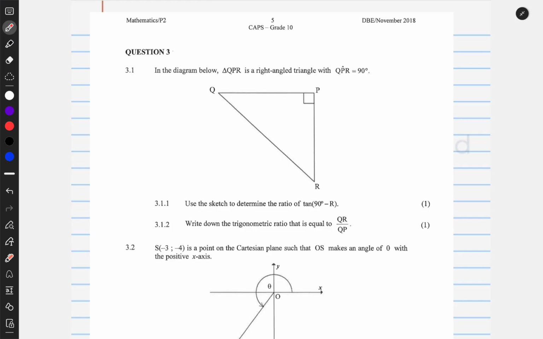In question 3.1, in the diagram below, triangle QPR is a right angle triangle. So right from the word go, once you are told that you are dealing with a right angle triangle, a few things should pop into your mind: that we can use trig ratios. You should be thinking about trig ratios, and I'm pretty sure you are familiar with the mnemonic or abbreviation that we use to remind ourselves of the trigonometric ratios, which is SOHCAHTOA.